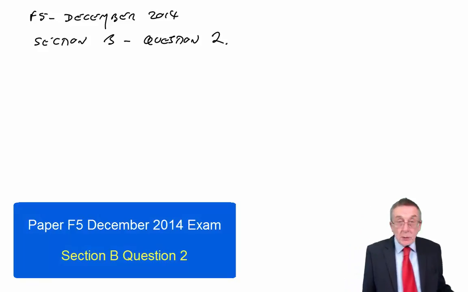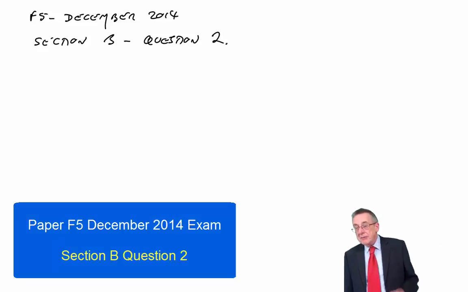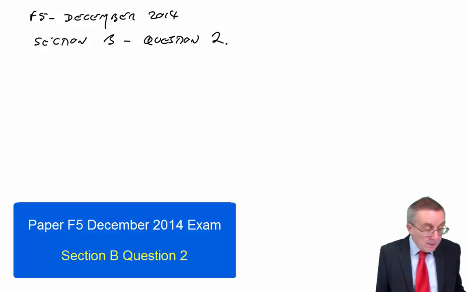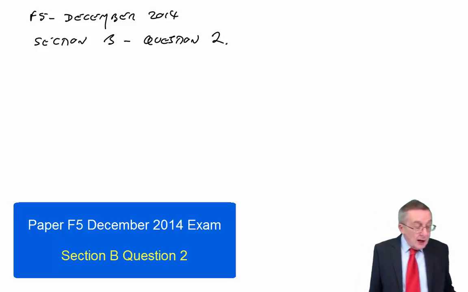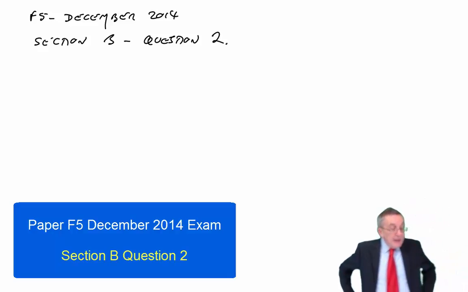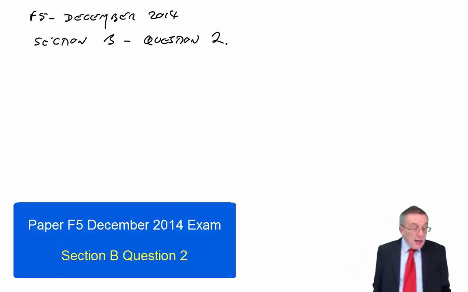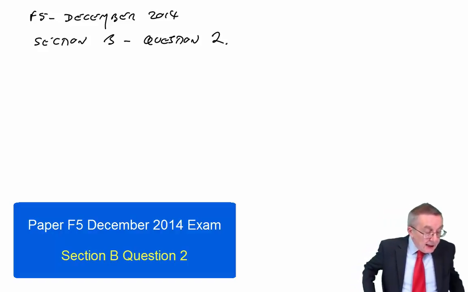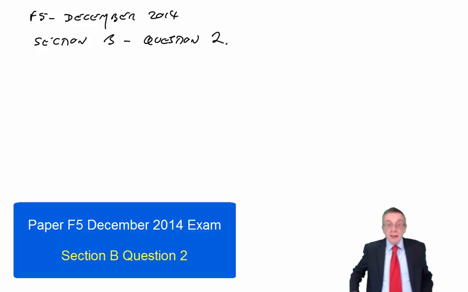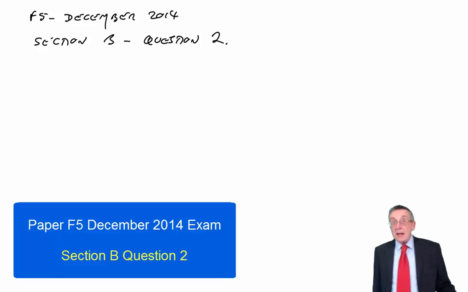Okay, we're going to look at question 2 from section B of the December 2014 paper F5 exam. So as always, I hope you've got it in front of you. Look at the requirements first of all. A, briefly explain why the senior stylist time has been described as the bottleneck activity, supporting your answer with calculations. Part B, calculate the throughput accounting ratio for cuts and for treatments, assuming the bottleneck activity is fully utilised.